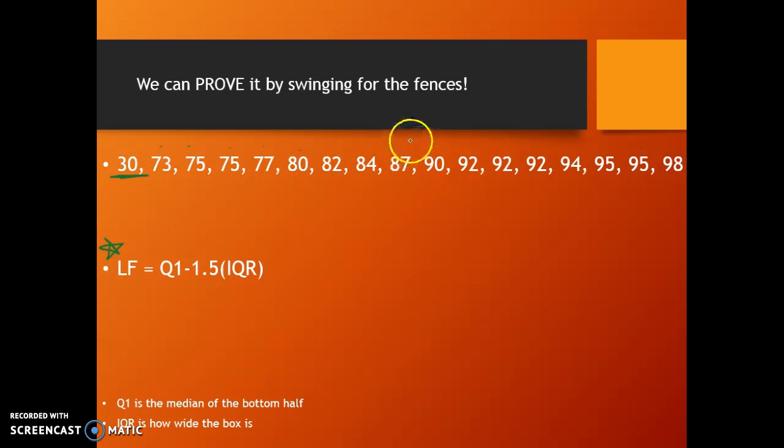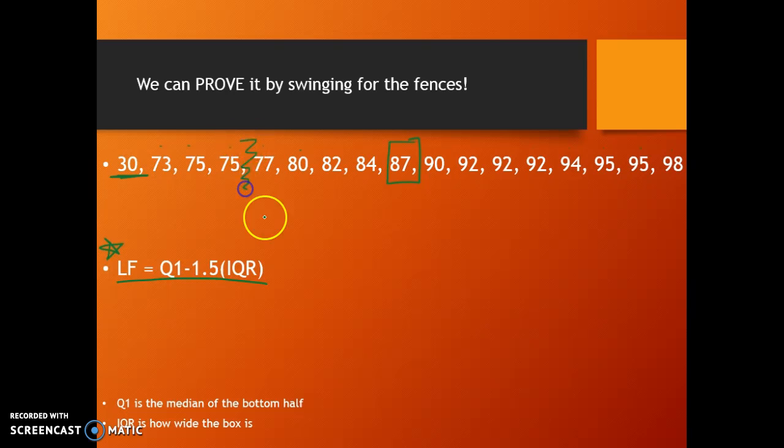If we were to calculate the median of this data set, we would come up with the value of 87. Now, according to the formula that we have right here, the lower fence is equal to quartile 1 minus 1.5 times the quantity of the interquartile range. So we need to calculate where the quartile range is and apply that.